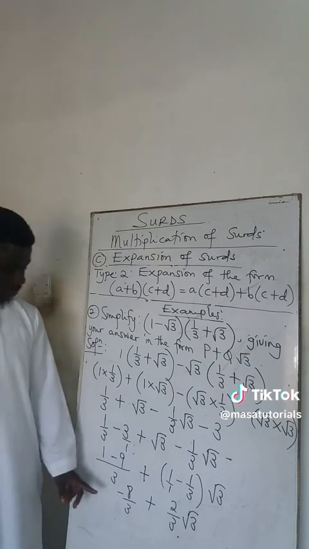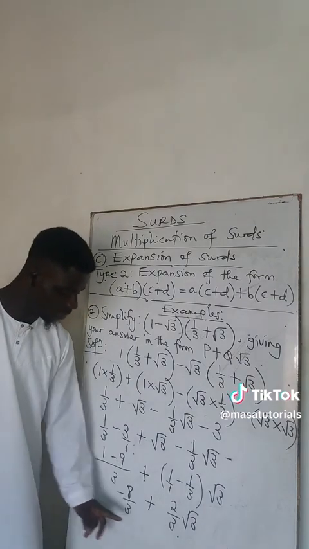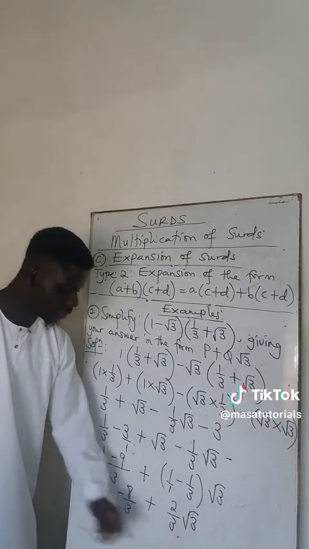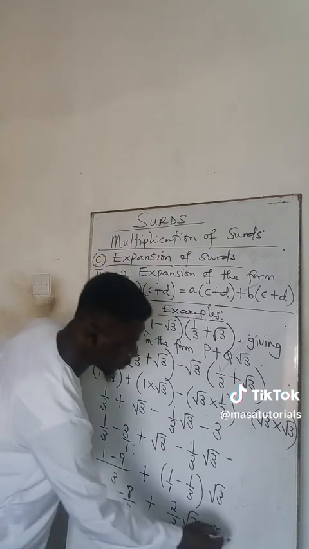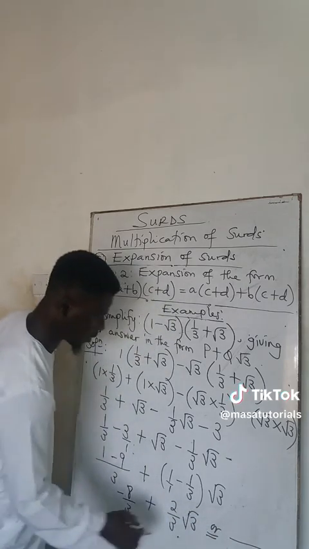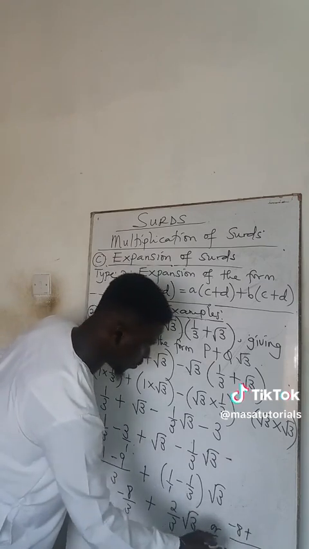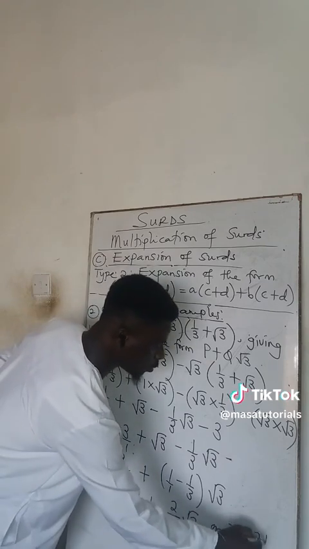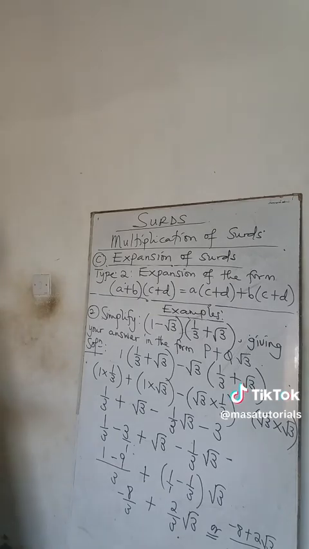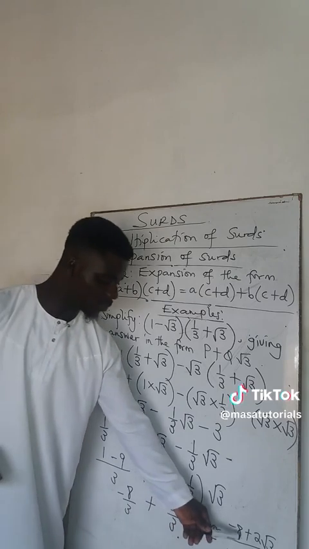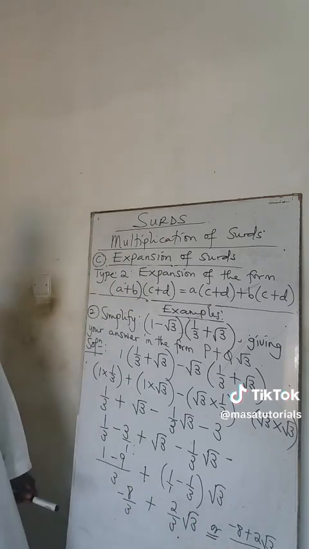Now check something here. You see they have the same denominators. So this one can also be written as over 3. Negative 8 plus 2 square root of 3. So you can also write it as that. So negative 8 plus 2 square root of 3 all over 3, or better still, you can write it like this.